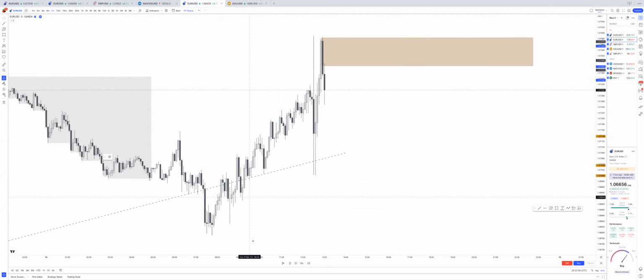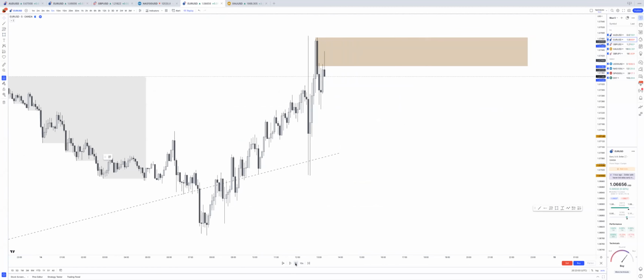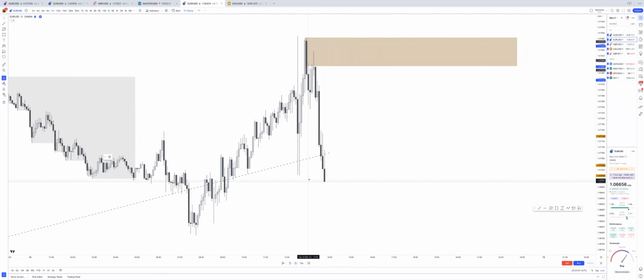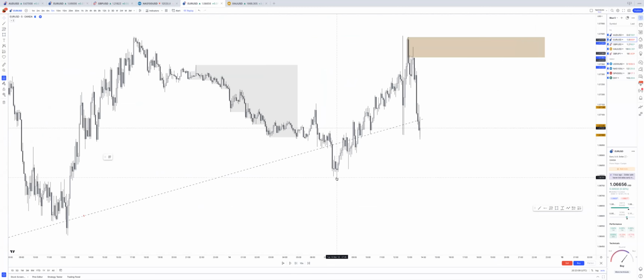Okay, so I got a sell entry based off that. I wait for the price to come back in. So it came back in, tapped me in, and then it started moving down very nicely. And it came to this area. Now I was aiming for these lows here, these lows here.